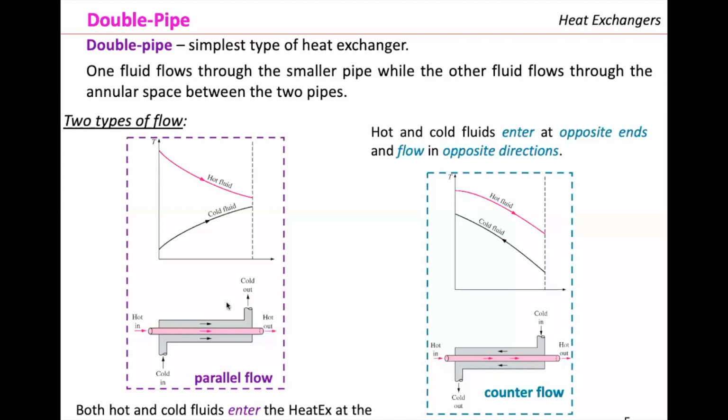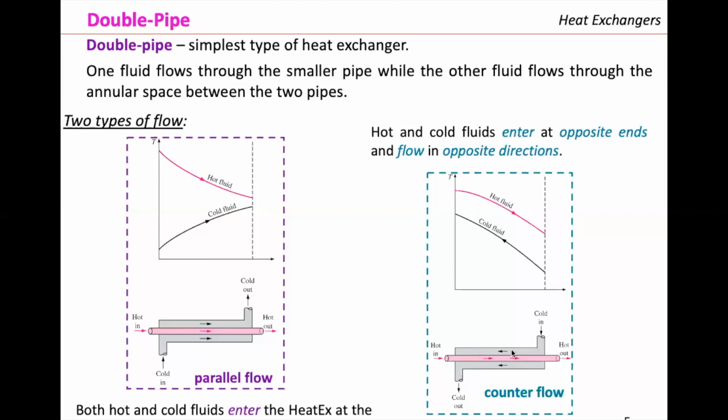We can have parallel flow, as you can see in this image, and it's clear by the arrows that both cold and hot fluids enter the heat exchanger at the same end and move towards the same direction. We can also have counterflow, and it's more clear if you look at the arrows that show the direction of the cold and hot fluids. So hot and cold fluids enter at opposite ends and flow in opposite directions, right?